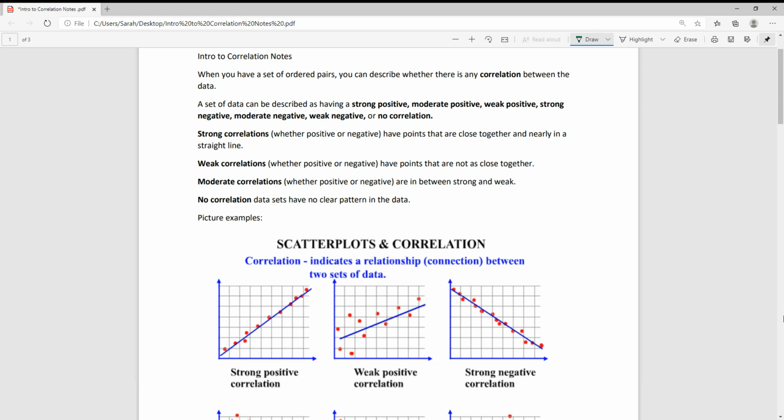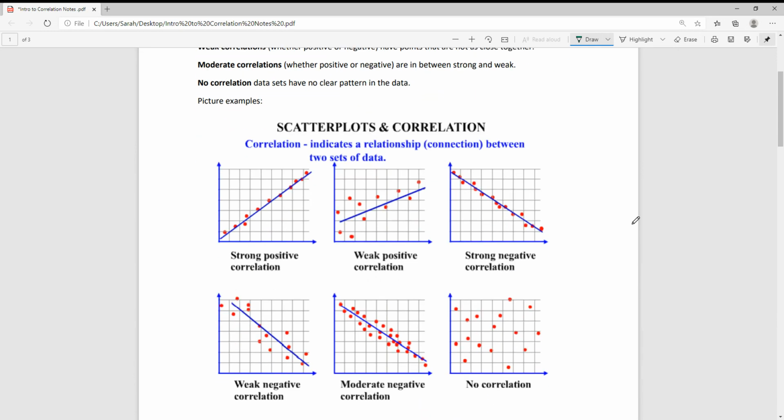Strong correlations just means the points are close together, nearly in a straight line. Positive means that the slope of that line that would be closest to those points has a positive slope. So this first graph right here shows a strong positive correlation. You can see that blue line has a positive slope and all the red points are very close to that blue line. The next one is a weak positive correlation. The line that would be closest to those points still has a positive slope, so that's where the positive part comes from. But it's weak because those red points aren't as close together and as close to being in a straight line as the ones before it were.